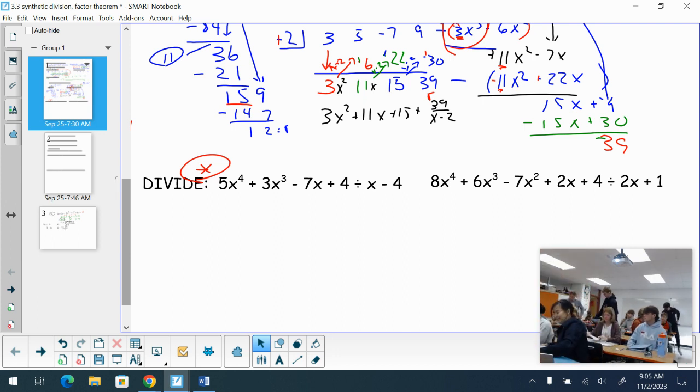You could use synthetic division to solve the next problem.